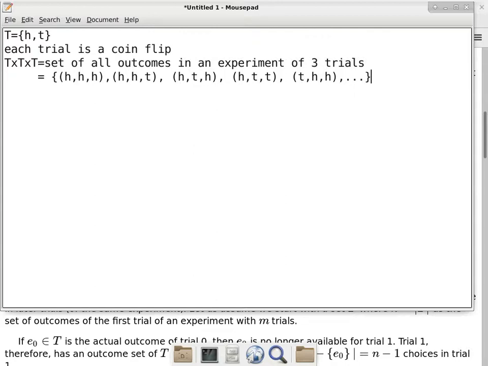Does the order matter? Okay, the question is the order of what? The order within which notation? The parentheses, yes. But within the curly braces, no. Within the parentheses, it is important. In other words, head, head, tail is considered different from head, tail, head. They are considered different outcomes from this perspective. Okay, good question. Anything else?